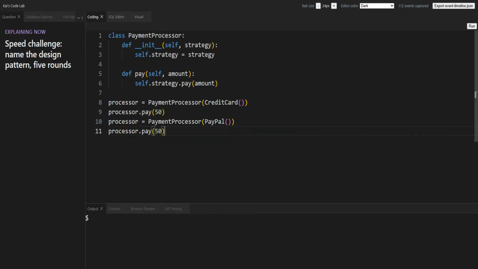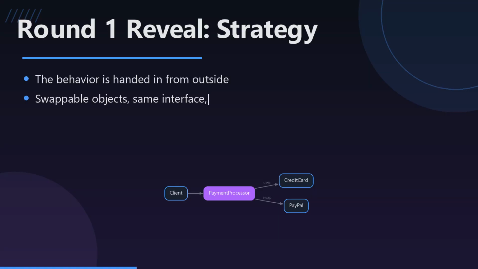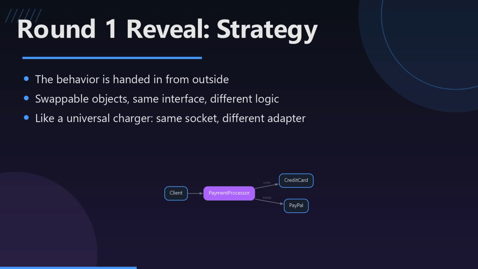That's the strategy pattern. Think of a universal charger. The socket in the wall never changes. You just plug in a different adapter for whatever device you brought. Same socket, different behavior. The code clue was that the algorithm, how to pay, got handed to the object from the outside as another object instead of being written as a branch inside the class. Anytime you see a class taking in a small interchangeable object and just calling one method on it, that's strategy talking. That's 1 down, 4 to go.